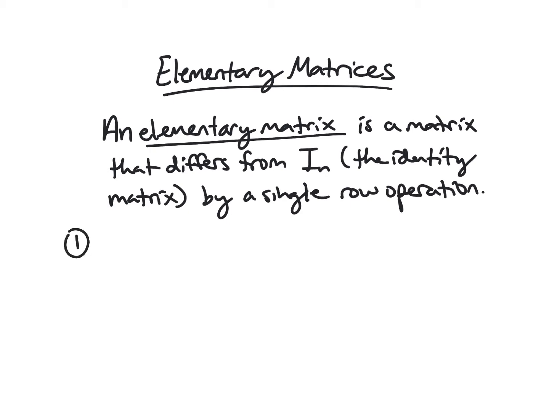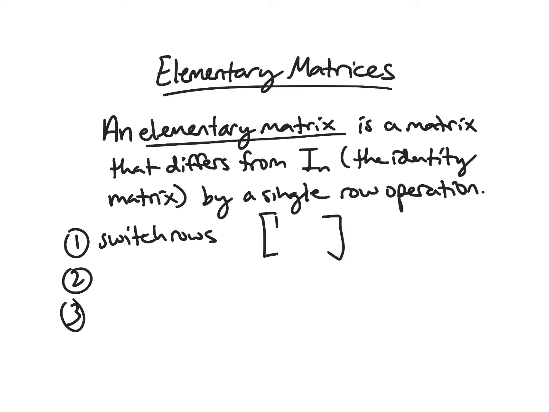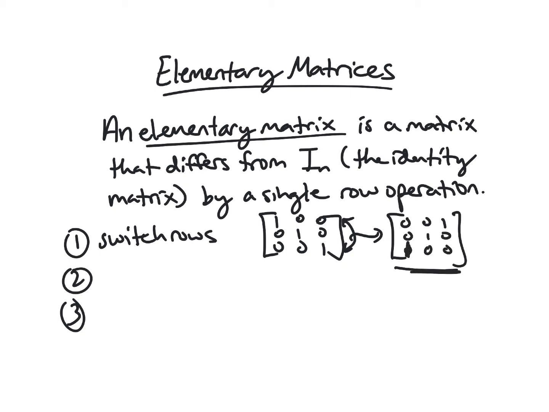Well, we have three types of row operations, right? So one, we can switch rows. Let's just do 3 by 3 examples for each of these. You could start with the identity, and then an elementary matrix would be, let's flip the first and third rows. So you do that, and we would get 0, 0, 1, 0, 1, 0, 1, 0, 0. So this would be an elementary matrix of the first type.